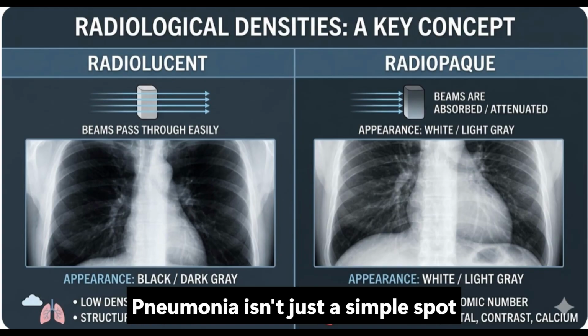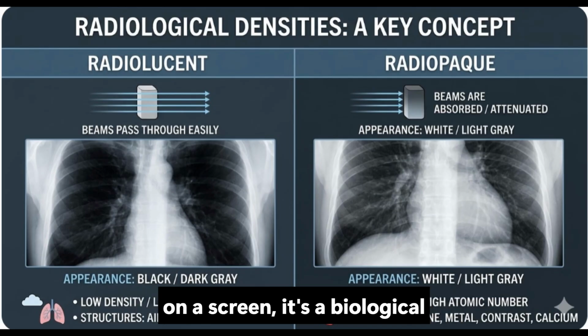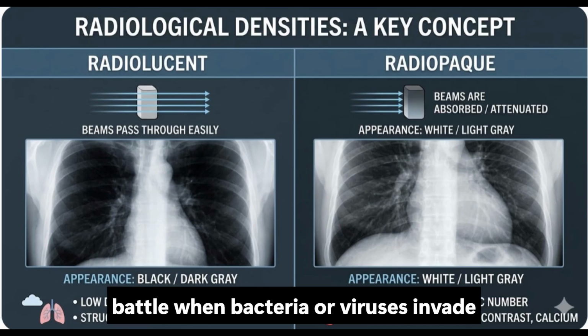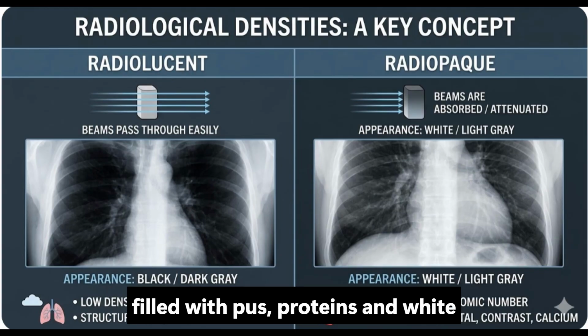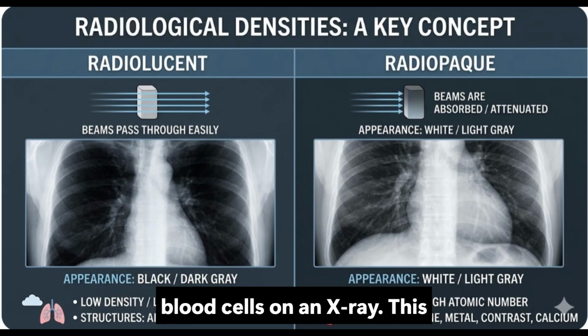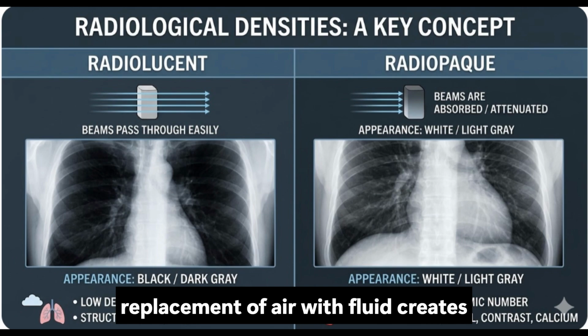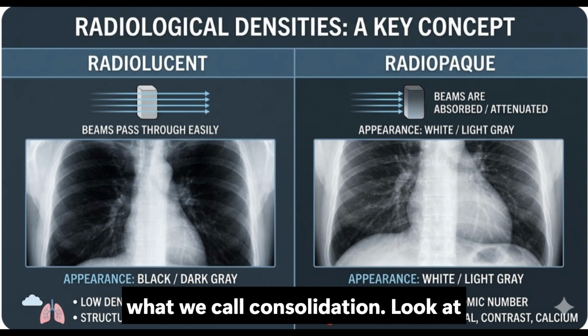Pneumonia isn't just a simple spot on a screen. It's a biological battle. When bacteria or viruses invade, your tiny air sacs, the alveoli, fill with pus, proteins, and white blood cells. On an X-ray, this replacement of air with fluid creates what we call consolidation.